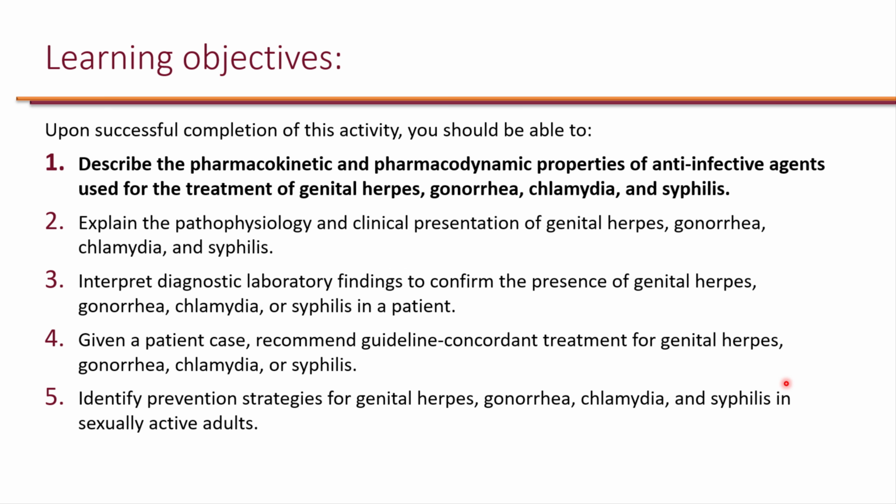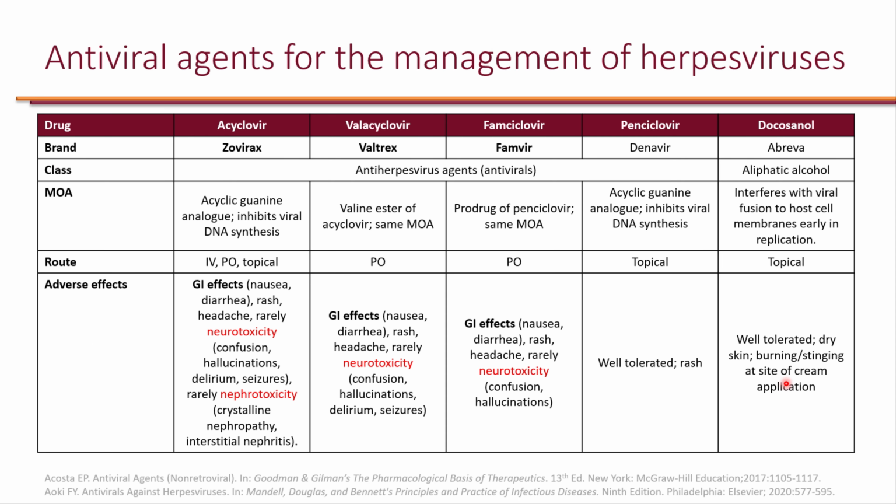Now, the first learning objective is to describe the pharmacokinetic and pharmacodynamic properties of anti-infective agents used for the treatment of genital herpes, gonorrhea, chlamydia, and syphilis. So when it comes to antiviral agents for the management of herpes viruses, the 3 most important ones include acyclovir, valacyclovir, and famciclovir.